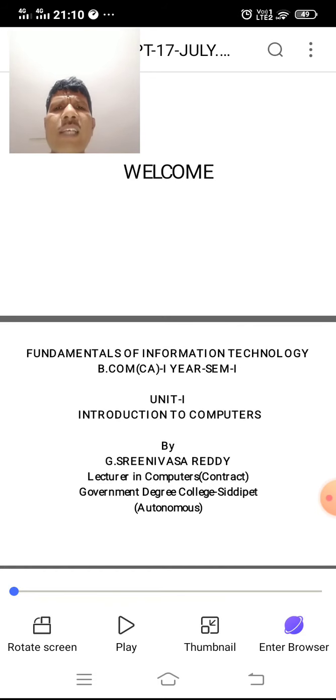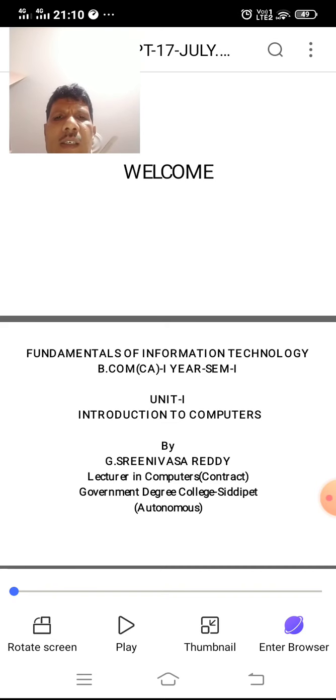This is the class for BCom CA first year semester 1 students. The subject is Fundamentals of Information Technology. Unit 1, Introduction to Computers by G. Srinivas Reddy, Lecturer in Computers, Government Degree College, Siddipet, Autonomous.